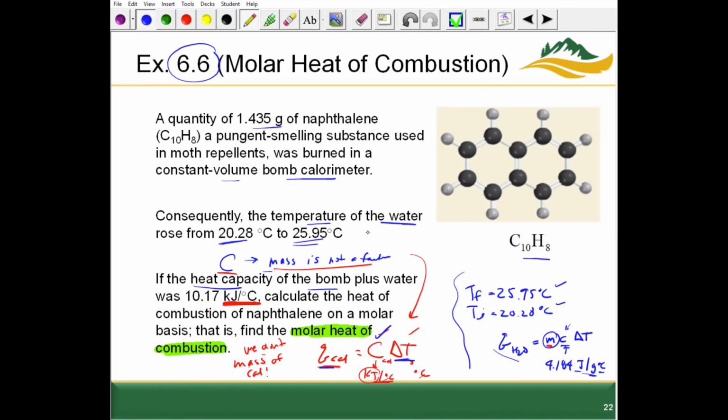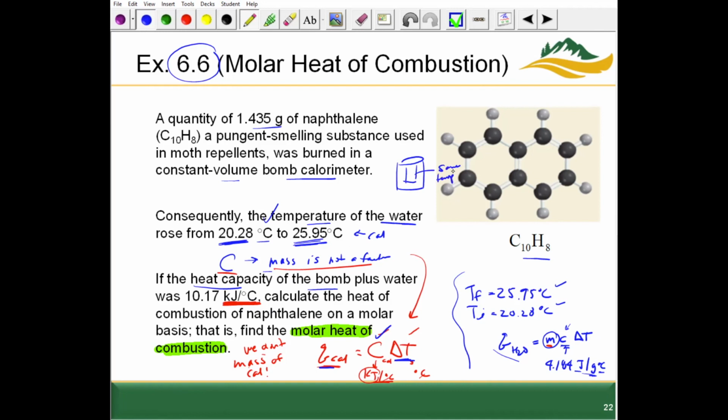That means the calorimeter is also initially at this temperature and then rises to this temperature. So the delta T for the calorimeter is also the change from 20.28 degrees C to 25.95 degrees C. So you kind of picture the calorimeter, then the water on the inside. These are the same temps.